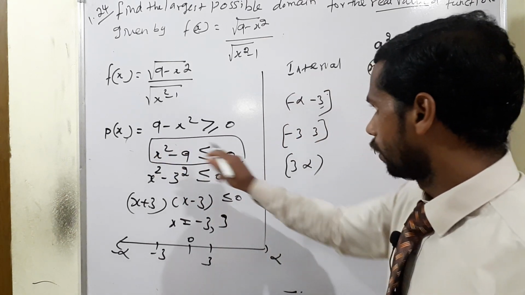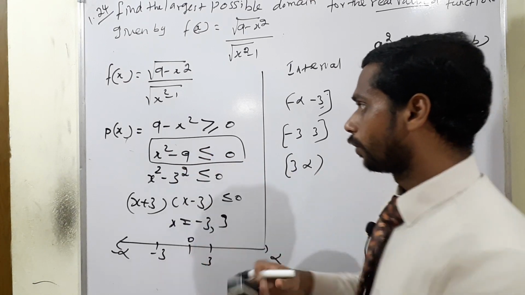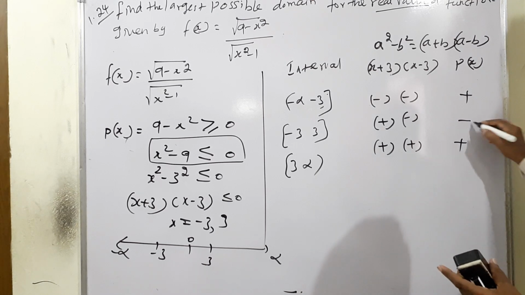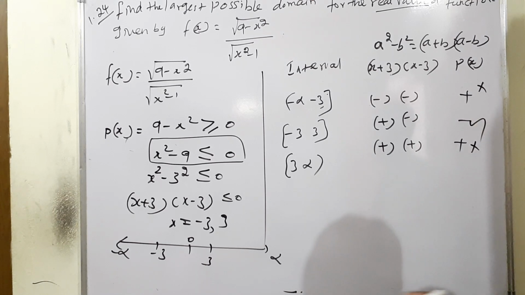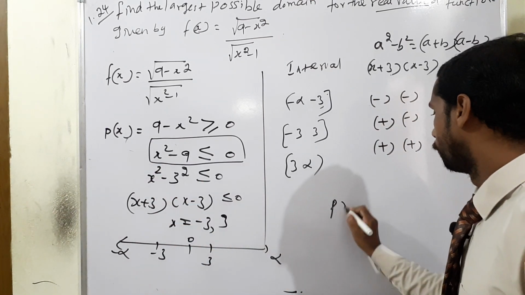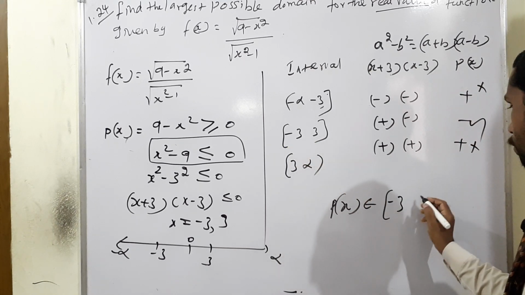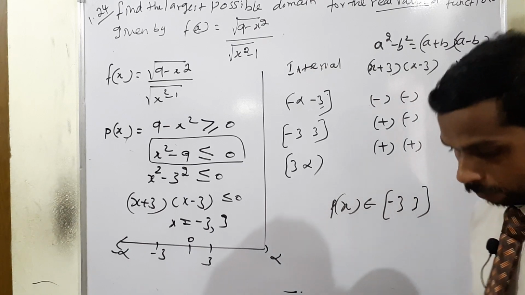But we have to consider the second line, because the original question was 9 minus x square, which we converted to x square minus 9 less than or equal to 0. Less than means we only have to take the minus sign. This is wrong, this is also wrong. Therefore p of x belongs only to the closed interval minus 3 to 3. Okay, moving to the next case.